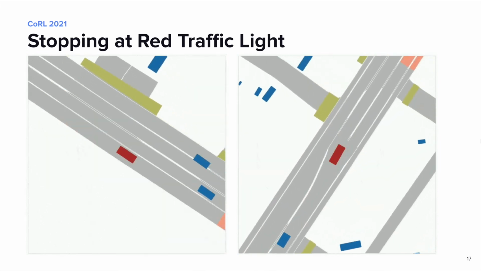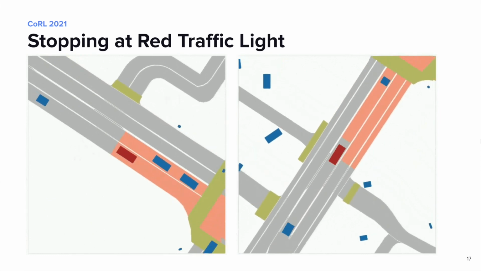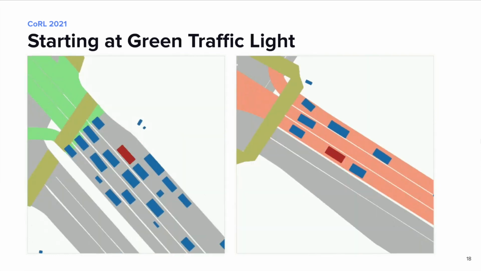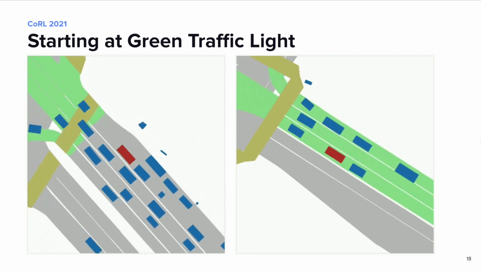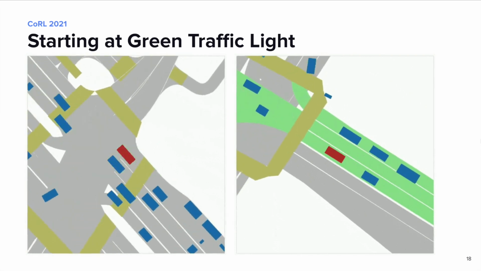In both scenes, we successfully stop at the traffic light. On the left, we are the first vehicle in line. On the right, we stop behind another vehicle. On the next slide, we see our planner successfully handling the traffic light switching from red to green. The SDV starts and crosses the intersection on the intended route.